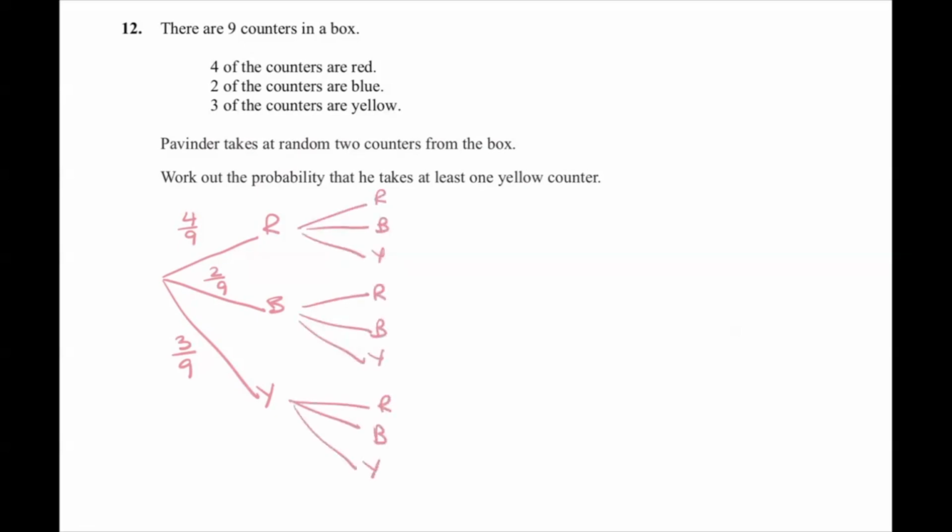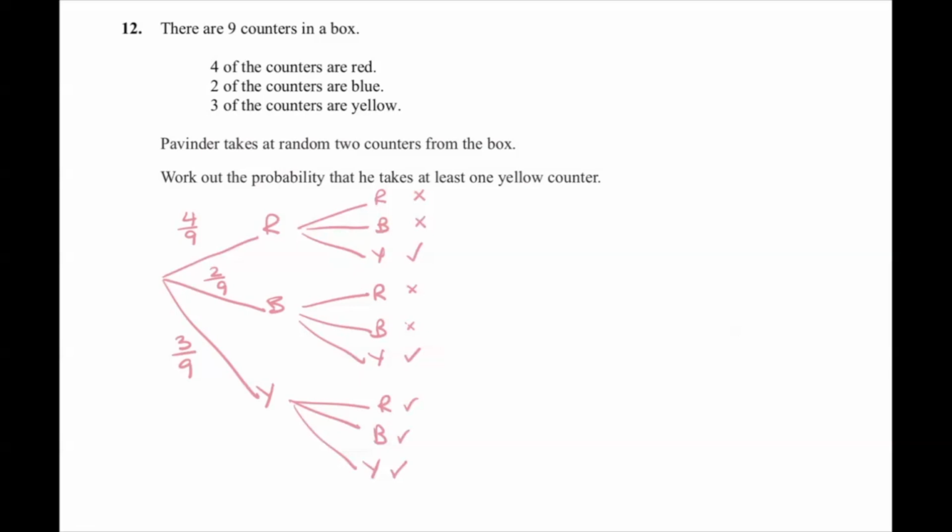Now I've got to work out the probability that he takes at least one yellow. This pathway here, red, red, is not what we want, nor is the red, blue. But here we've got at least one yellow. Nope, nope, yep. And then we've got all these. Even this last one where it is yellow, yellow, that is at least one yellow, so we include it.